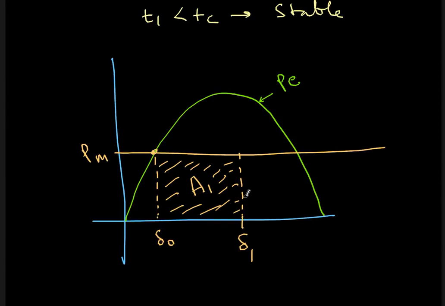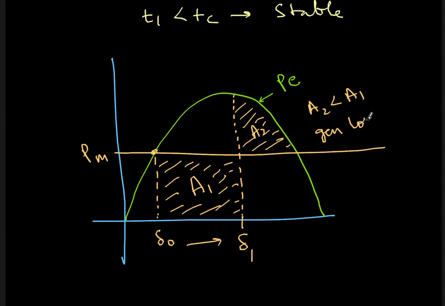So after clearing the fault, PE is coming back, PE is more than PM, and deceleration is going on. But then I cannot get more area. So the area A2 is actually less than area A1 because I made too much delay in clearing the fault. Since the area A2 is less, the deceleration area is less and the acceleration area is more. So the machine goes on accelerating, and therefore it will lose stability. The machine loses stability. I say the generator loses stability.